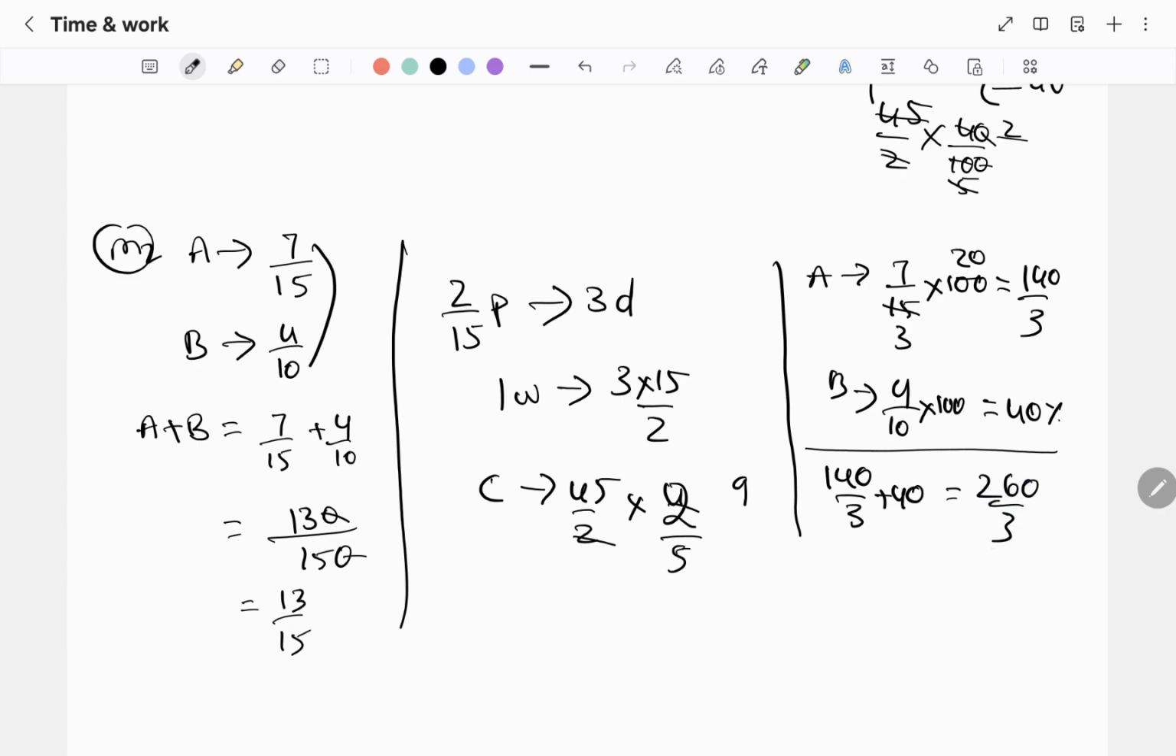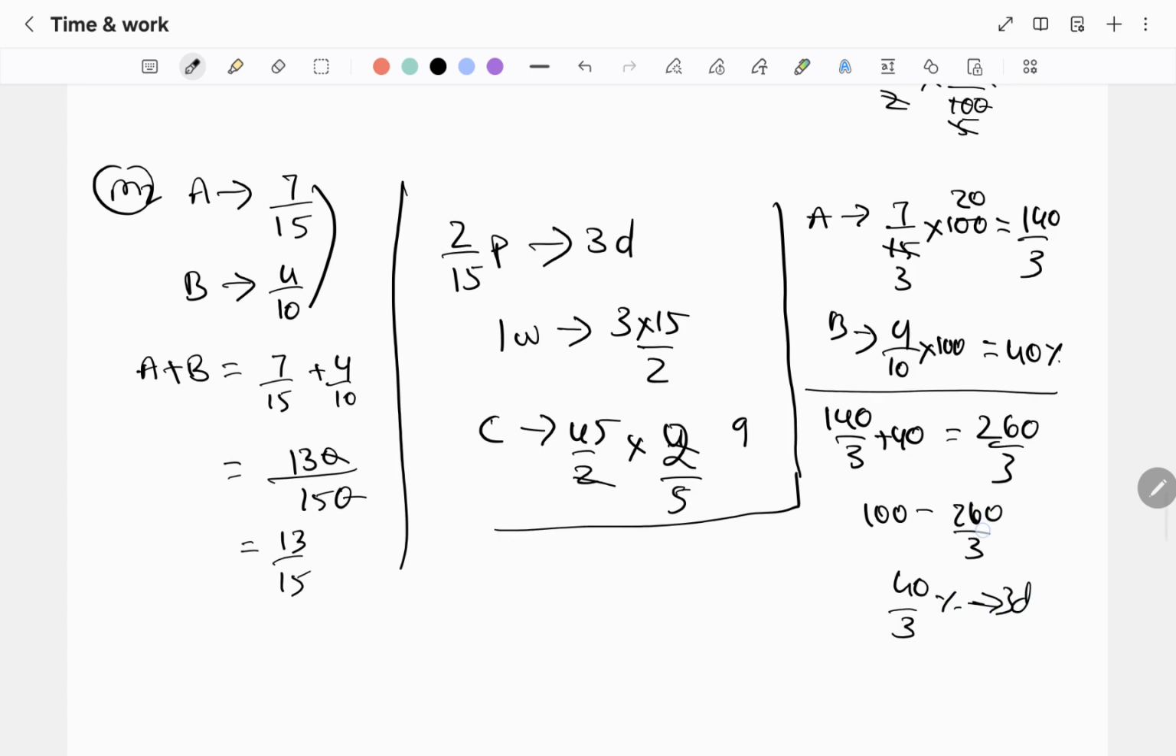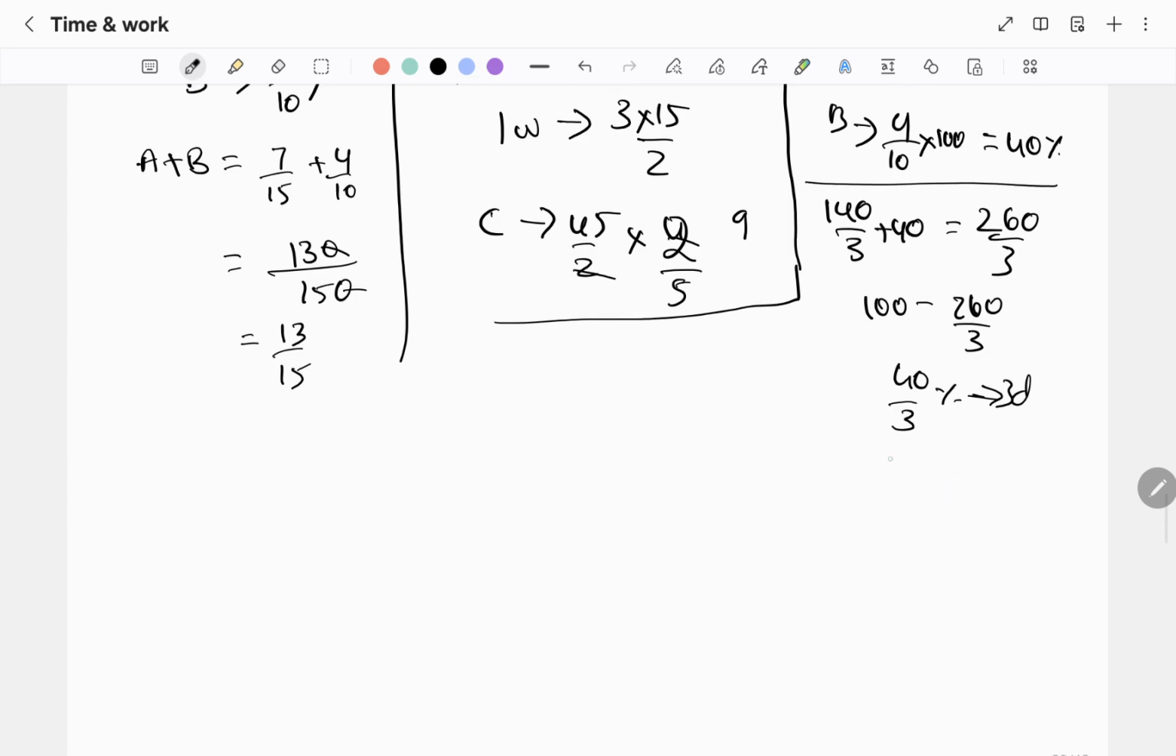If A and B worked for 260 by 3, the remaining will be 100 minus 260 by 3, which is 40 by 3. Who has to do this? C has to do. C completed this in how many days? 3 days. C completes 40 by 3 percent in 3 days. Do it like this: don't calculate 100%, directly go for 40%. 40 by 3 I will write as into 3 into 3. So 9 days, which is easy for you.